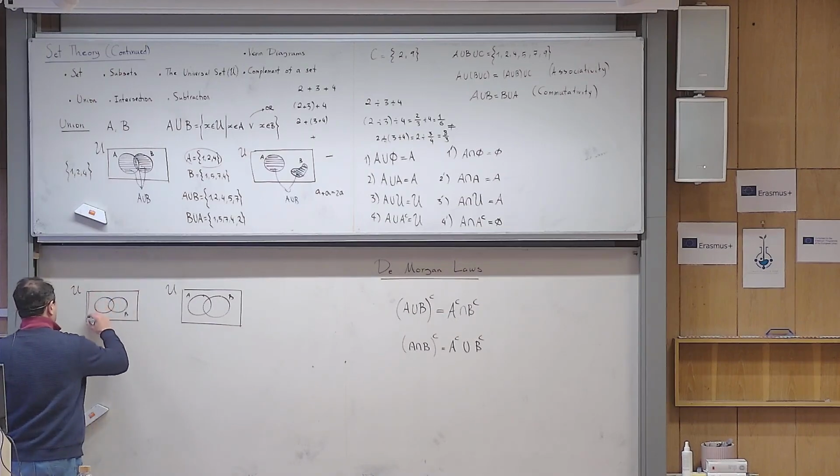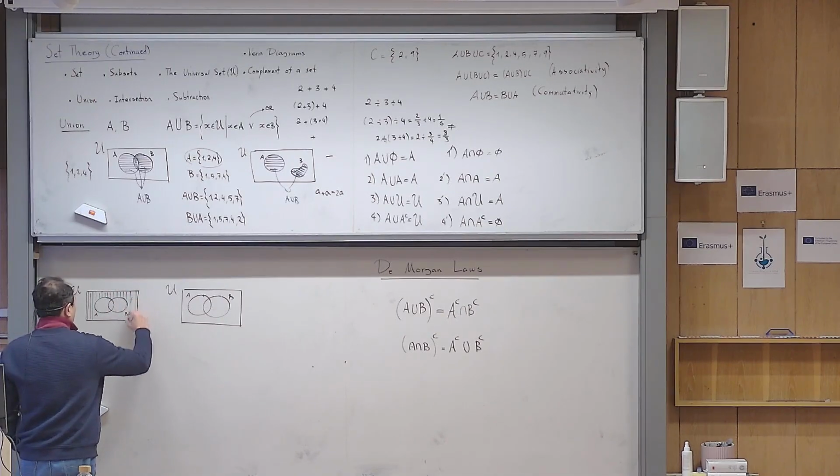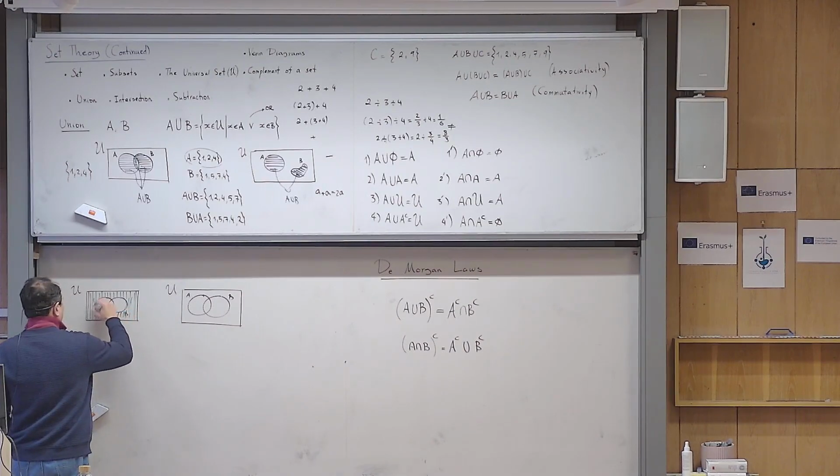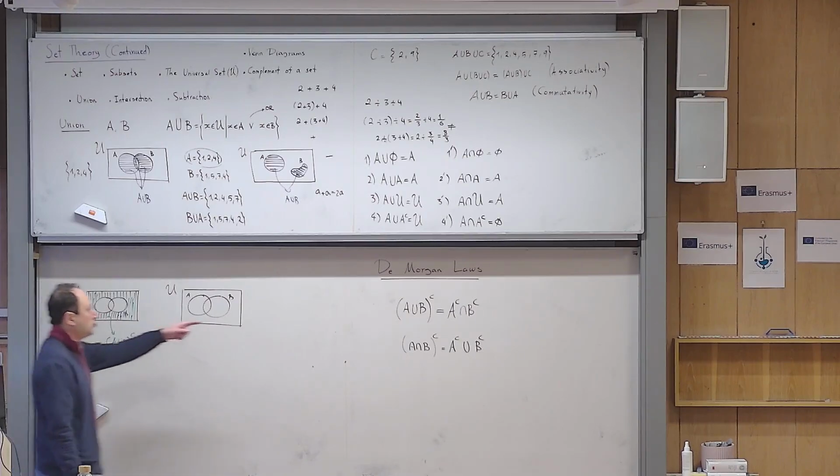So this, what I am highlighting, okay, this green part is A union B complement. Understandable? Okay, but now let us go here.